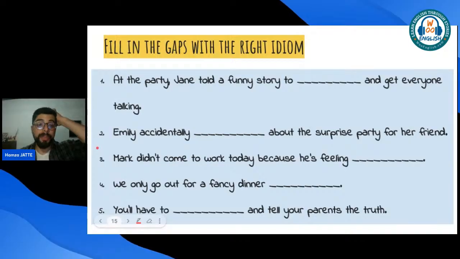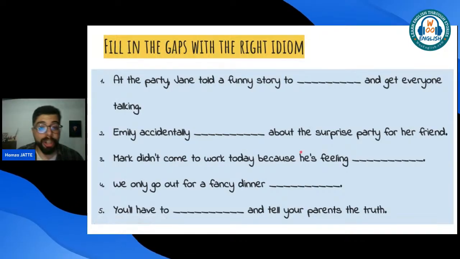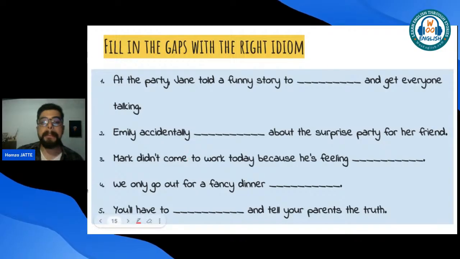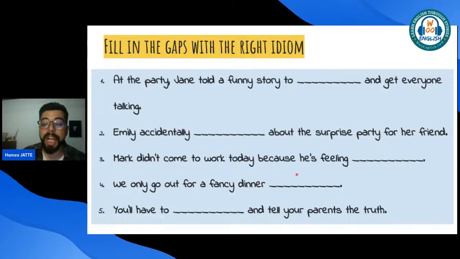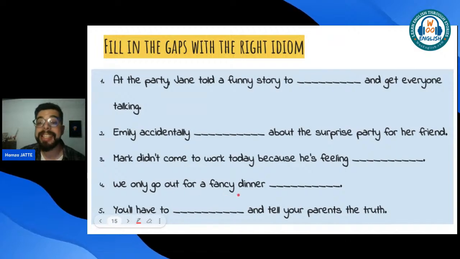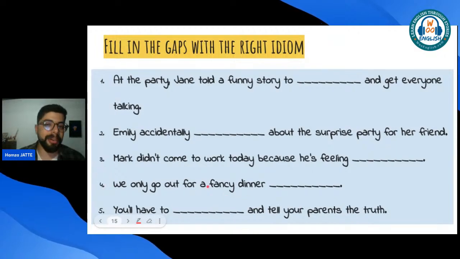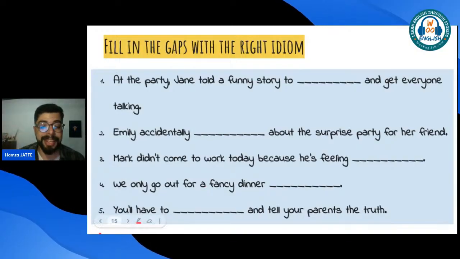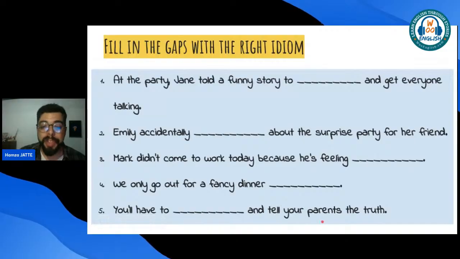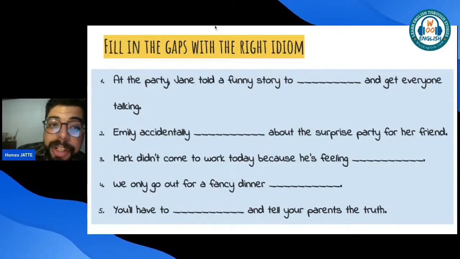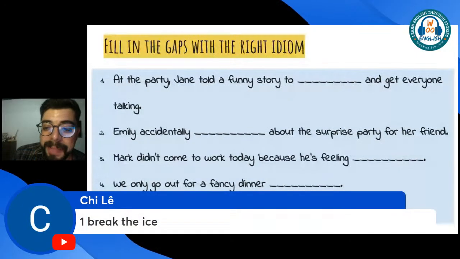What do we do? Emily accidentally something about the surprise party for her friend. Mark didn't come to work today because he's feeling something. We only go out for a fancy dinner. So when you go to an expensive restaurant, you cannot go every time. You go once in a while. So what is the expression? You will have to something and tell your parents the truth. It's very difficult to tell your parents the truth. So what is the expression?